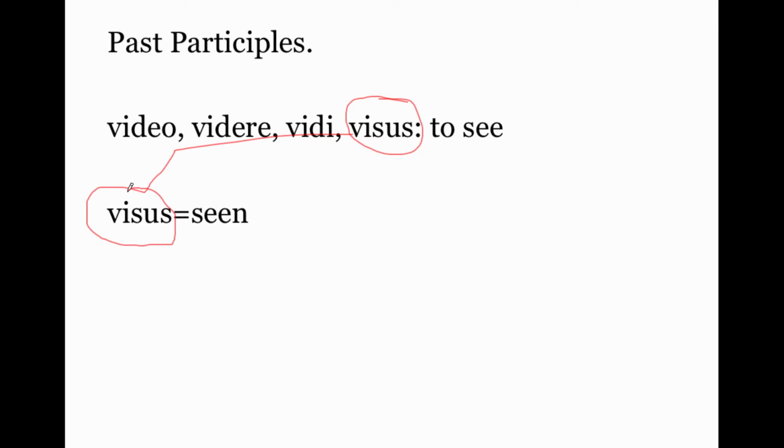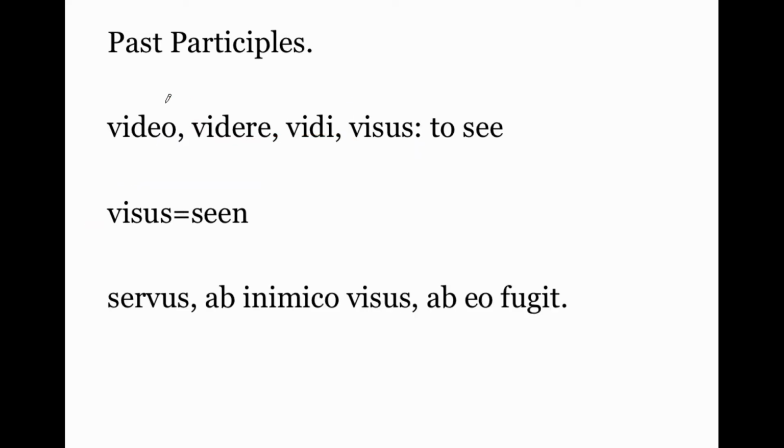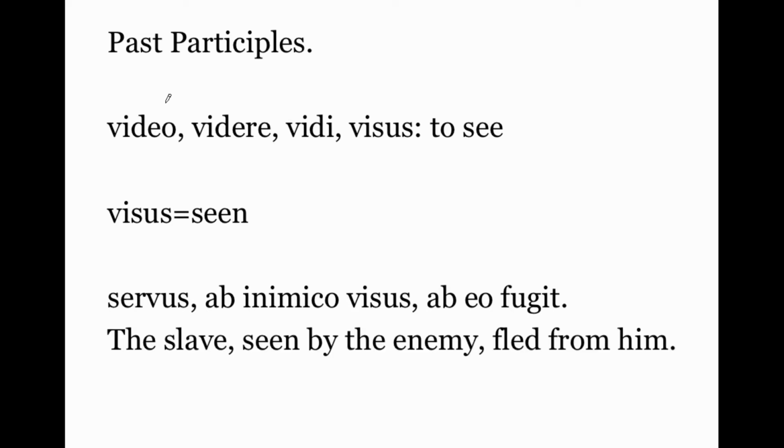Now, the past participle of an active verb, again, we know it's active because of that O. The past participle of an active verb is passive. So, visus means seen, having been seen. Here it is in a clause. Servus ab inimico visus ab eo fugit. The slave, seen by the enemy, fled from him.